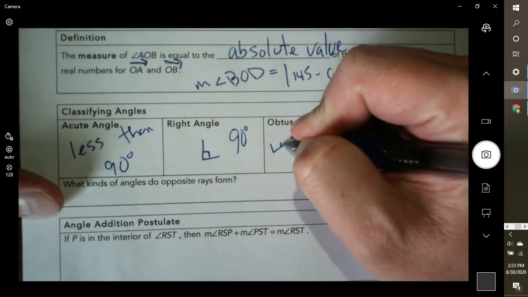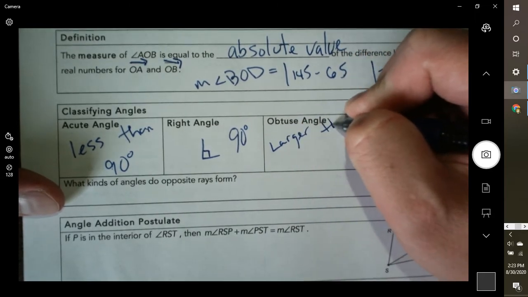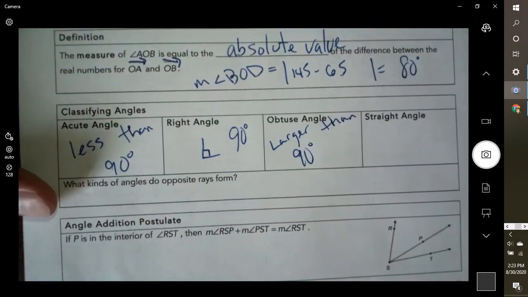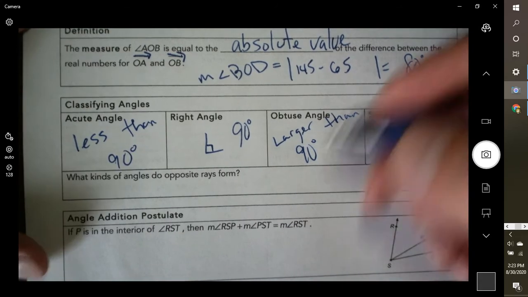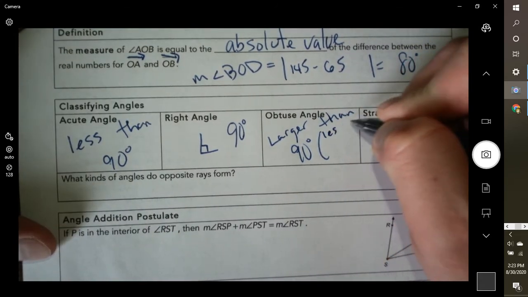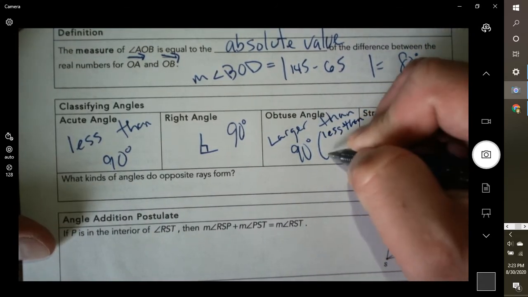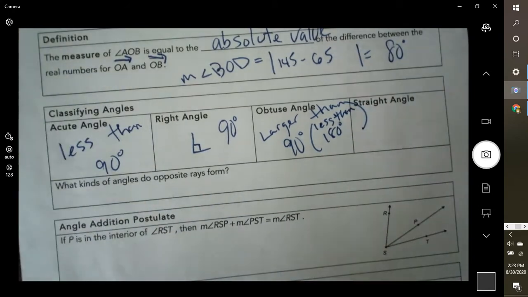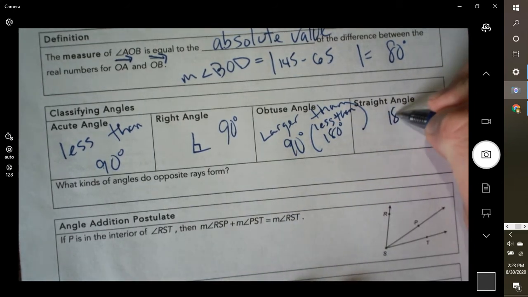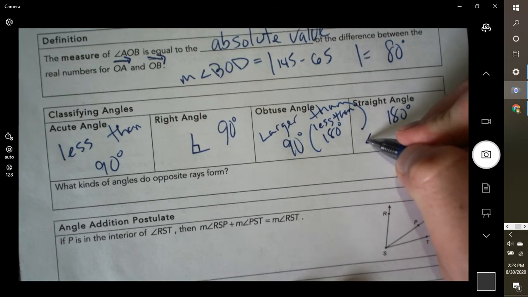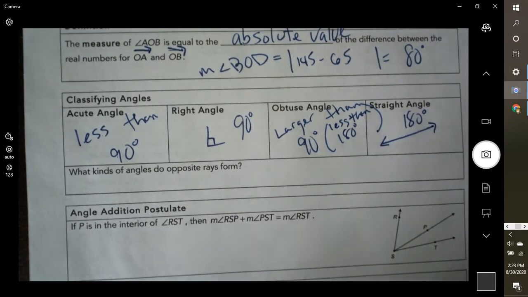Obtuse, those are larger than 90 degrees. And then I guess we'll clarify less than 180, so less than a straight line. And then a straight angle, that's 180 degrees. And also that's just a straight line. A straight line is a straight angle, 180 degrees. That's it.